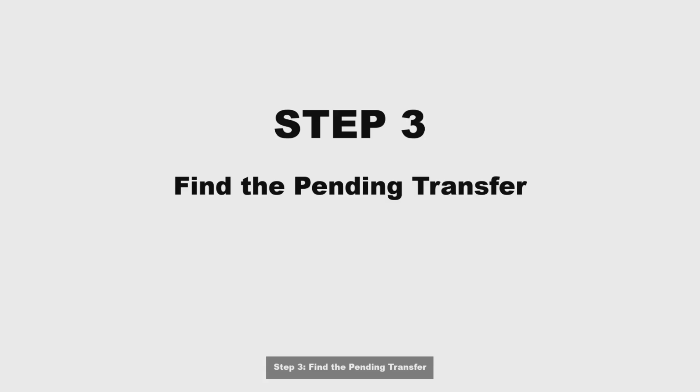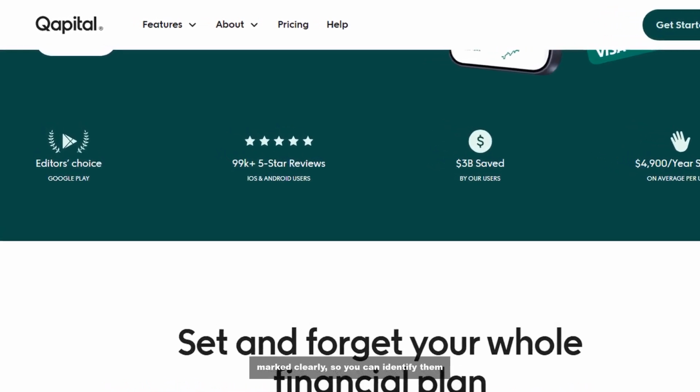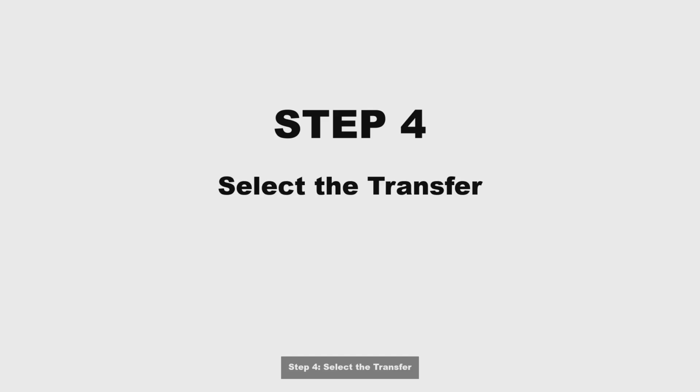Step 3. Find the pending transfer. Look for the pending transfer that you wish to cancel. Pending transfers are usually marked clearly so you can identify them easily. Step 4. Select the transfer.